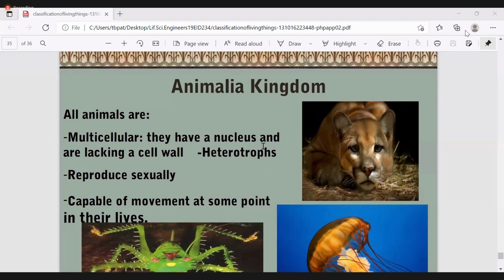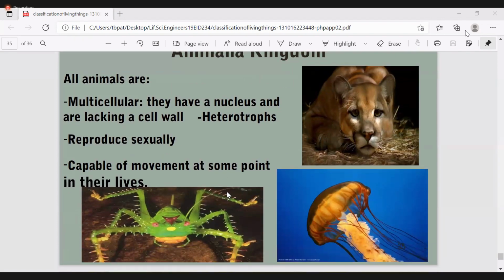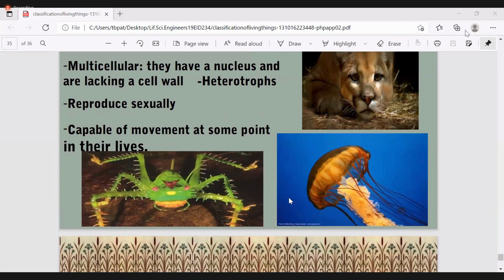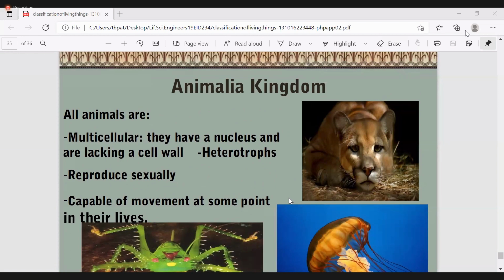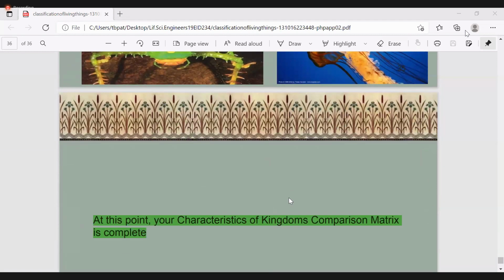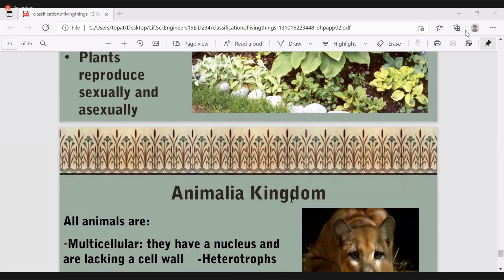The biggest kingdoms are both the animals and plants. Here, all animals are multicellular. They have a nucleus and lack a cell wall. They are majorly heterotrophs, whether herbivores or carnivores, and they reproduce sexually. They are capable of movement from one point to another, growth, and reproduction, and all these special phenomena take place in this particular kingdom, the animal kingdom. Okay, this is the major and brief classification.